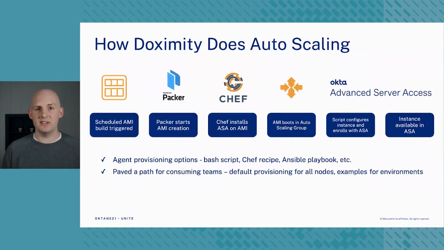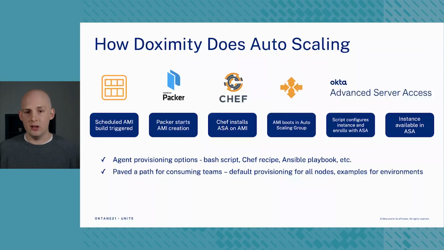So the first is auto-scaling and how we're deploying that with different config management needs. So Doximity, we use Jenkins to glue together a few different processes. It schedules an AMI build, and then we use HashiCorp's Packer to create AWS AMIs. Chef, in part, does all the configuration management during that process, and that's installing the ASA agent in that AMI. Once Packer finishes up the AMI creation, it's available for auto-scaling groups to then boot and use.